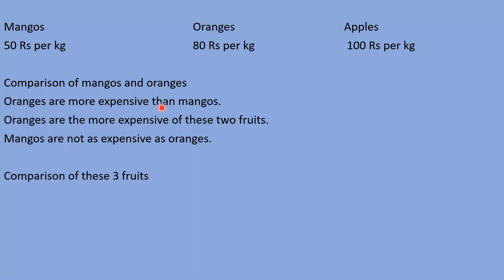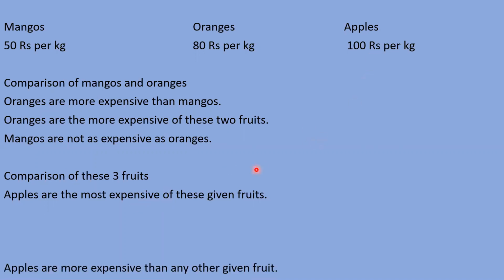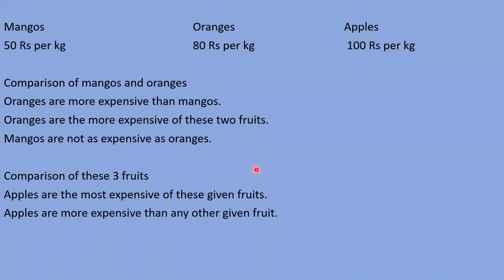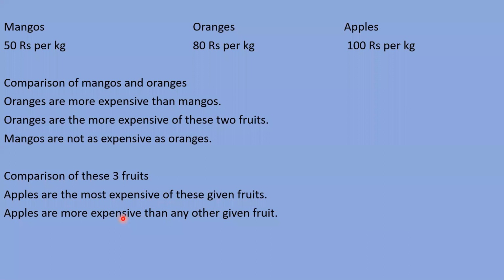If you make a comparison of three fruits, mangoes, oranges, and apples, this comparison you can say in this way: apples are the most expensive of these given fruits. जो एप्पल जो है सबसे एक्सपेंसिव फ्रूट है, महंगा फ्रूट है, क्योंकि उसका प्राइस कितना है 100 रुपीज पर केजी है, राइट? And apples are more expensive than any other given fruits. So this way also you can say that, right, students?